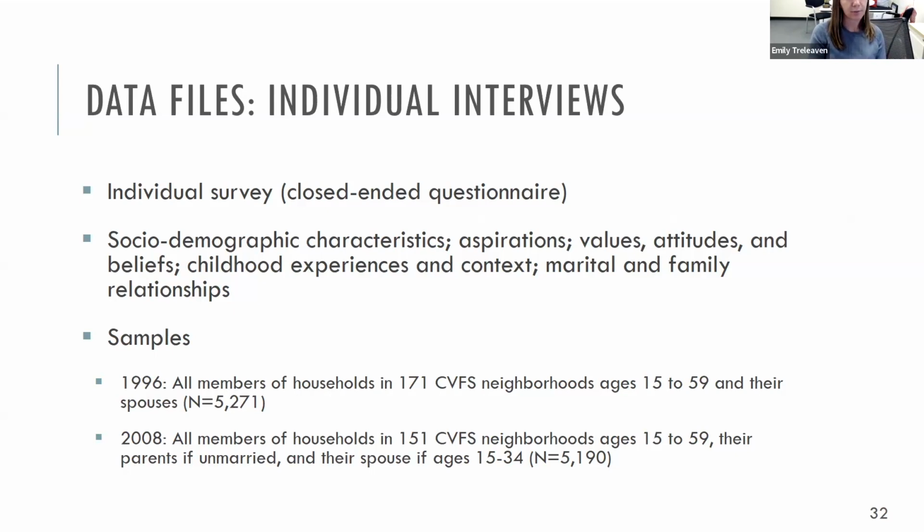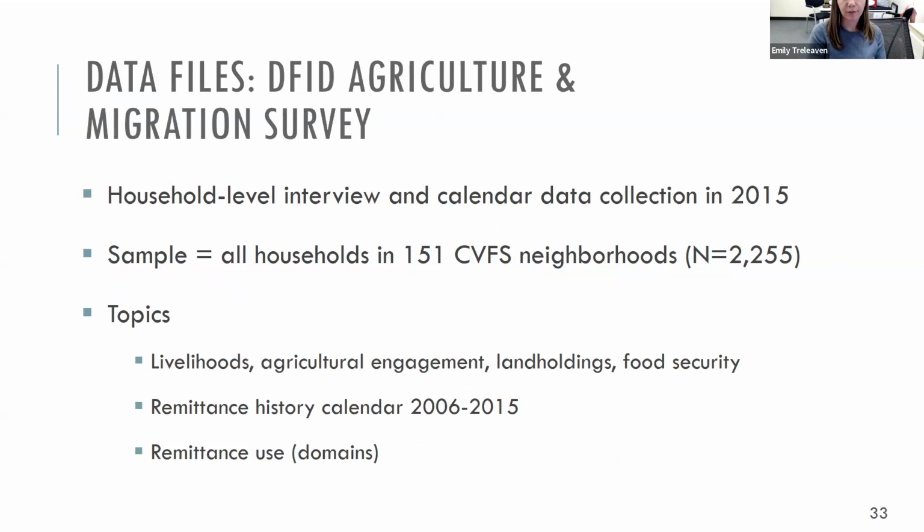And then in 2000, we had a reduction in the number of neighborhoods after the initial 96 baseline. In 2000, individual interviews were administered to all members in those households that were 15 to 59, their parents if they were unmarried, and their spouses if they were ages 15 to 34, with a sample of, again, just over 5,000 individuals. And then there is also a panel data set available for individuals that were both in the 96 and 2008 individual interviews.